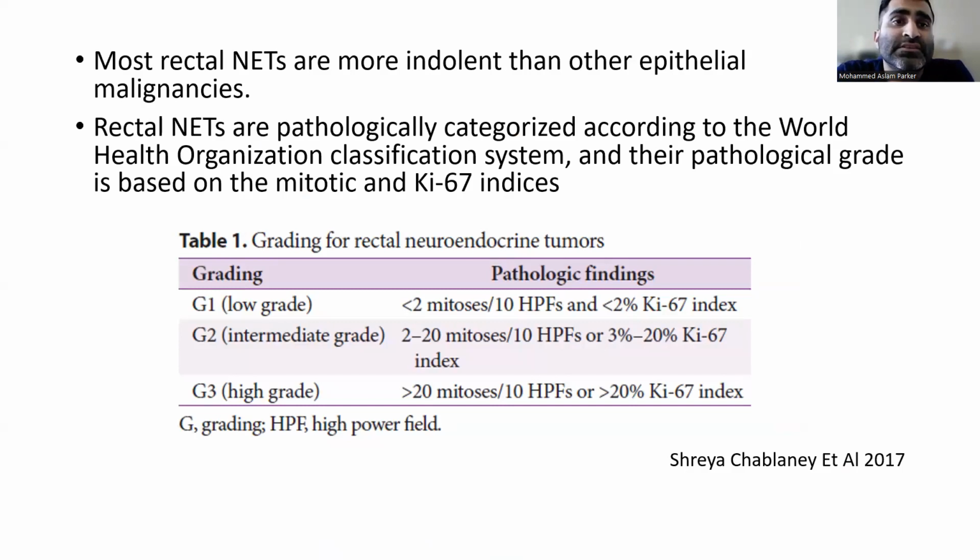So most rectal NETs are more indolent than other epithelial malignancies. Rectal NETs are pathologically categorized according to the World Health Organization classification system, and the pathological grade is based on the mitotic and Ki-67 indices. Essentially, they're divided into low-grade, intermediate, and high-grade. Your low-grade tumors account for the vast majority at 88.1%, grade 2 at 8.2%, and your grade 3 at 3.5%.